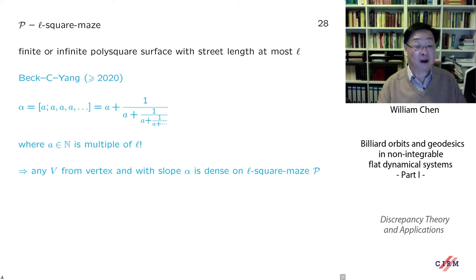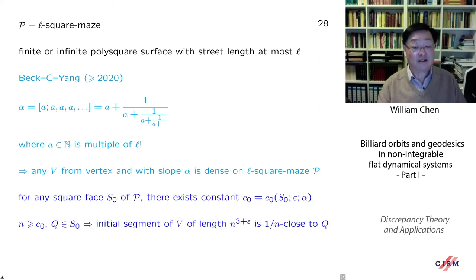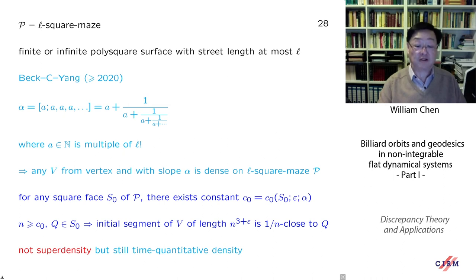And to make things a little simpler, we've chosen that the continued fraction digits are equal to each other. And here, we cannot prove superdensity. We can only prove density in the following sense: in order to get one n close to every point in question, we have to go a length which is something like n to the 3 plus epsilon. Much bigger than n, or constant times n, which is needed for superdensity. So we miss by perhaps 2 powers of n and a little bit more. So we get density, but not superdensity. But we still get time quantitative density.